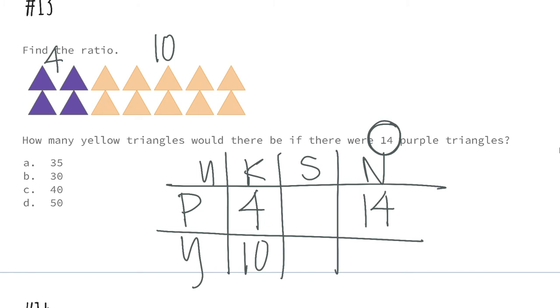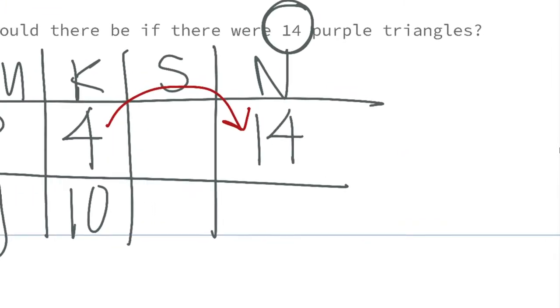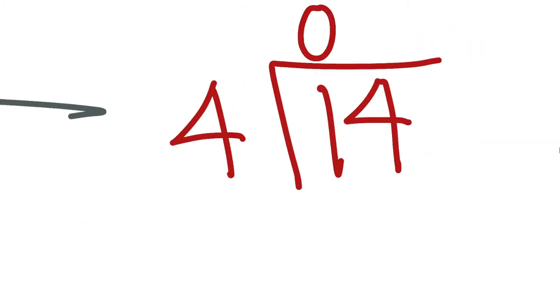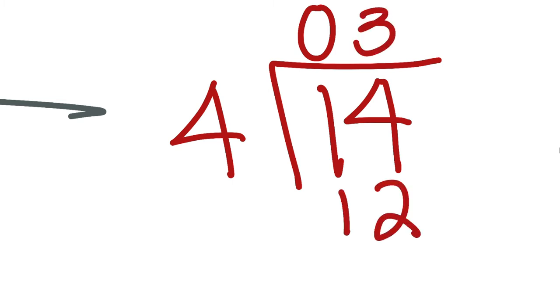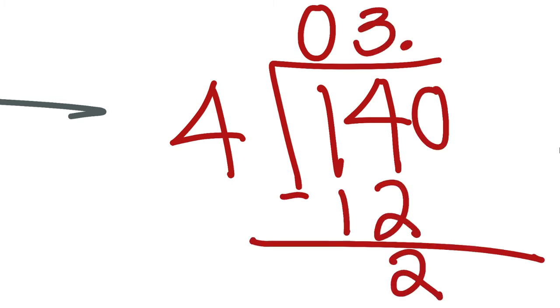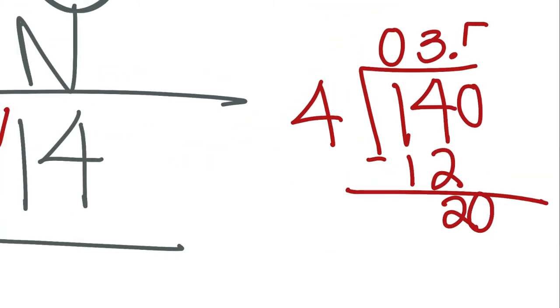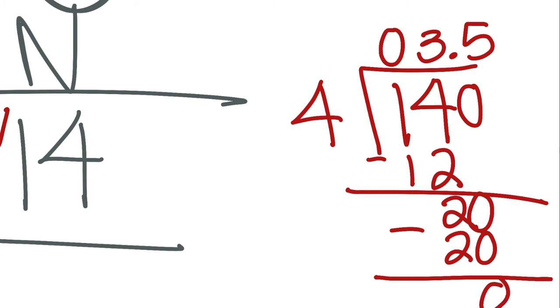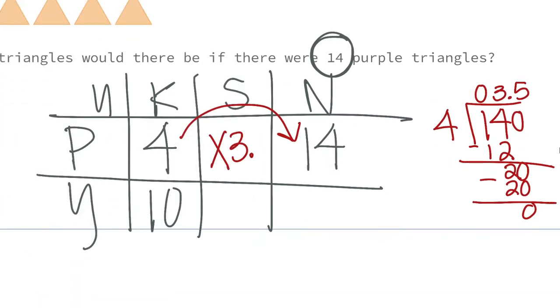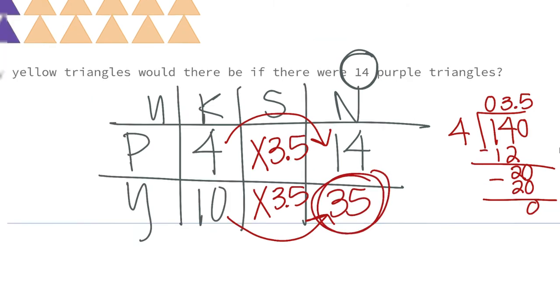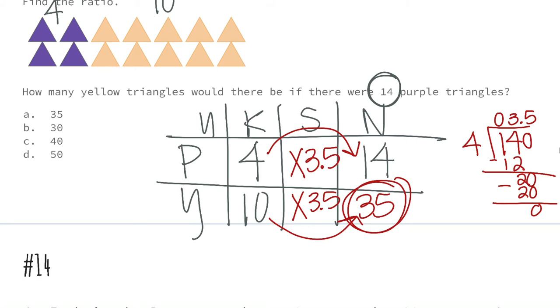So I've got to figure out how to get there. This is going to be ugly as well. So I've got to get from 4 to 14. It's not going to be pretty, so I'm going to divide it out. 14 in the house, 4 outside. 4 cannot go into 1, but 4 can go into 14 3 times, which is 12. Get 2, decimal 0. 4 goes into 20 5 times. So 3.5 is what I'm multiplying by. Whatever I do on top, I've got to do on bottom. Okay, and multiply 10 by 3.5, I get 35. So if there's 14 purple, there's got to be 35 yellows, which is answer choice A.